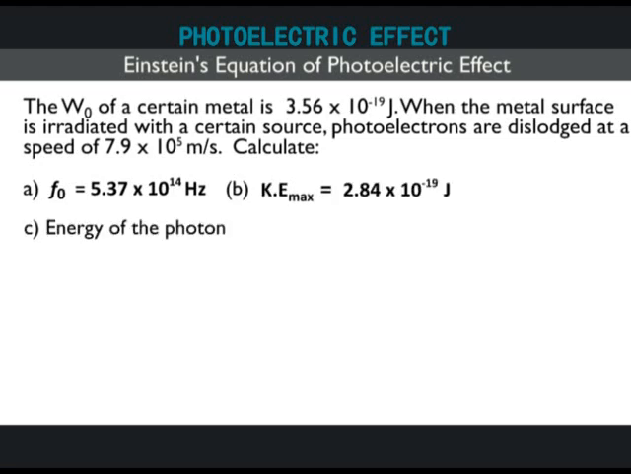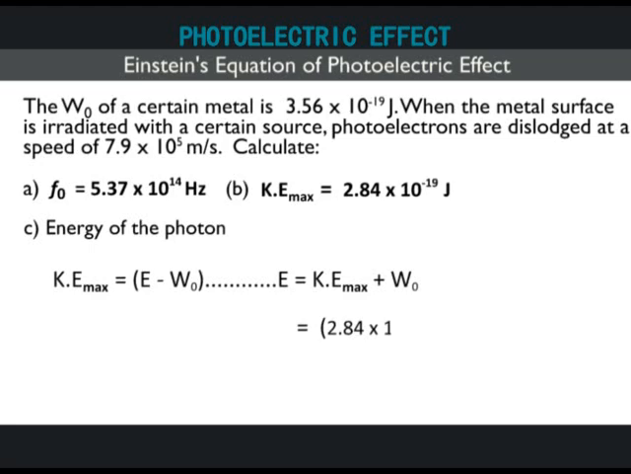Energy of the photon. Maximum kinetic energy is equal to the energy of the photon minus the work function, which means that the energy is equal to maximum kinetic energy plus the work function. That is 2.84 times 10 to power negative 19 plus 3.56 times 10 to power negative 19. That gives us 6.40 times 10 to power negative 19 joules.